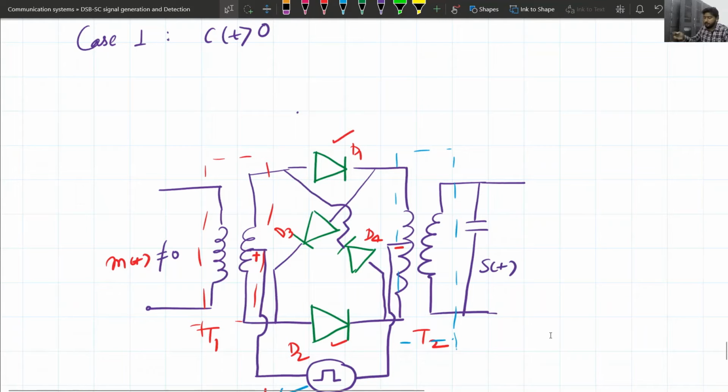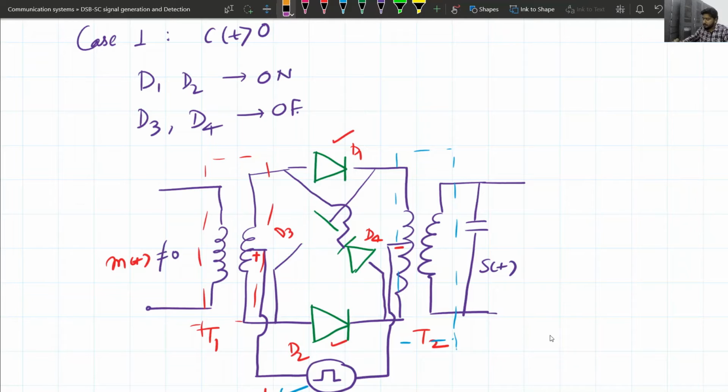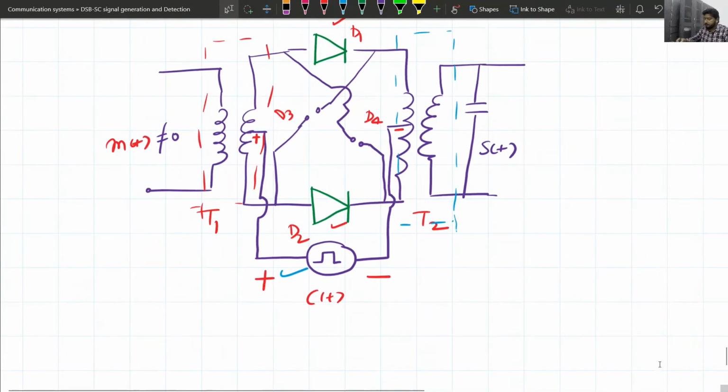Now when CT is greater than 0, what will happen? D1 and D2 will go on, and D3, D4 will go off. So redrawing the circuit. This is the case, D3 and D4 will act as open circuit, and when CT is greater than 0, the polarity that will develop will be plus and minus.